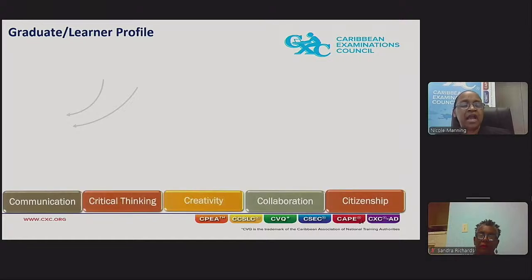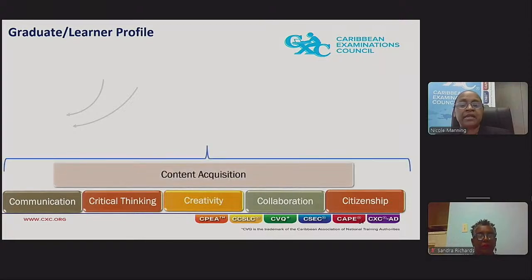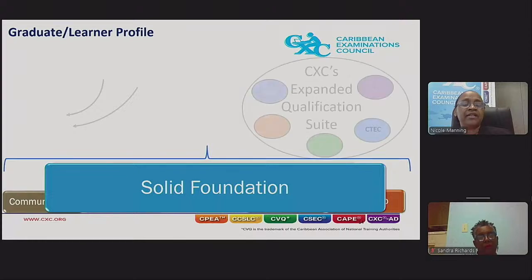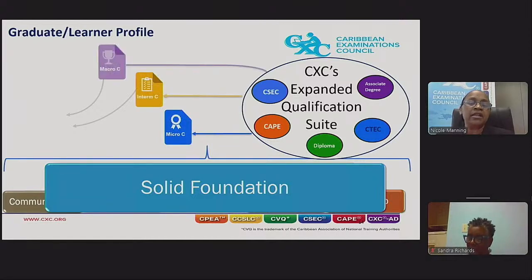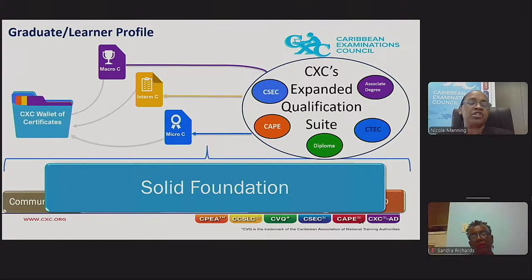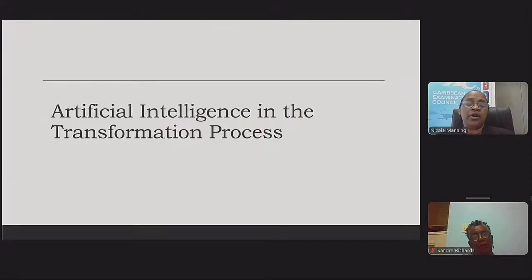Pulling together the benefits we are provided in relation to the various areas in our product innovation model, as well as the digital transformation of assessment, I want to share that we have created a solid foundation. And in that solid foundation, CXC is providing micro, intermediary, and macro credentials that will be pulled from CXC's expanded qualification suite in order to allow persons to create their own CXC wallet of certification, their own learner profile. How could I end without speaking a little about artificial intelligence in this transformation process?